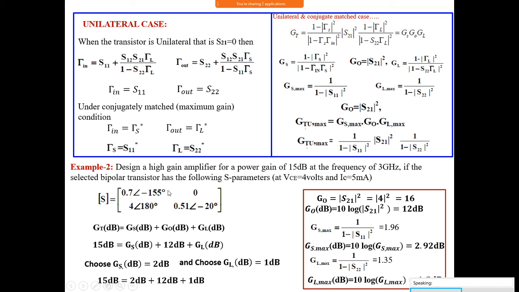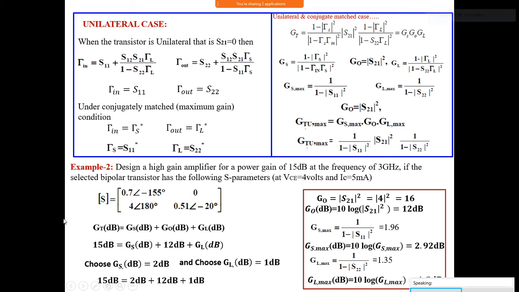So what we can see from here is that the S matrix is unilateral. It's a unilateral design because S12 is 0. See here, this is S12, this is S11, S12, this is S21, this is S22. So S12 is 0, so it is a unilateral case. In the unilateral case, they are asking us to design for 15 dB of gain.